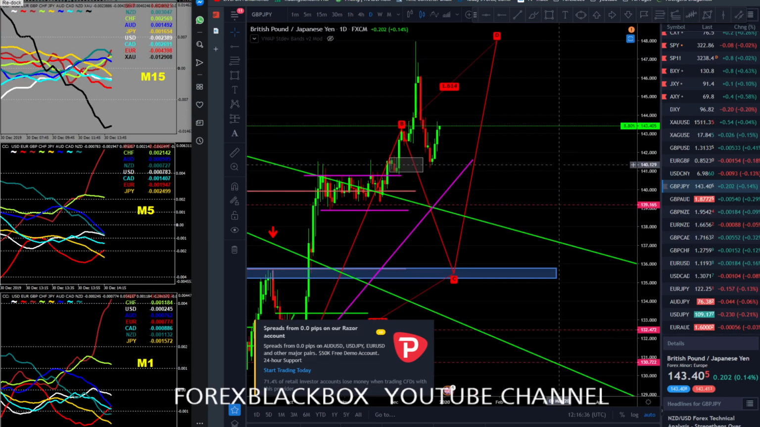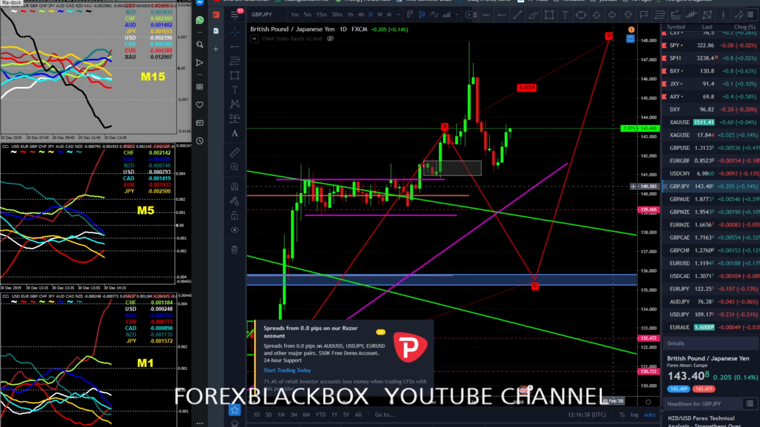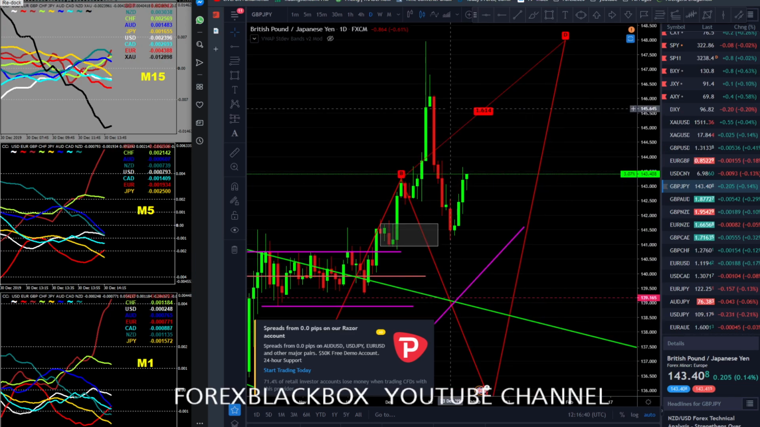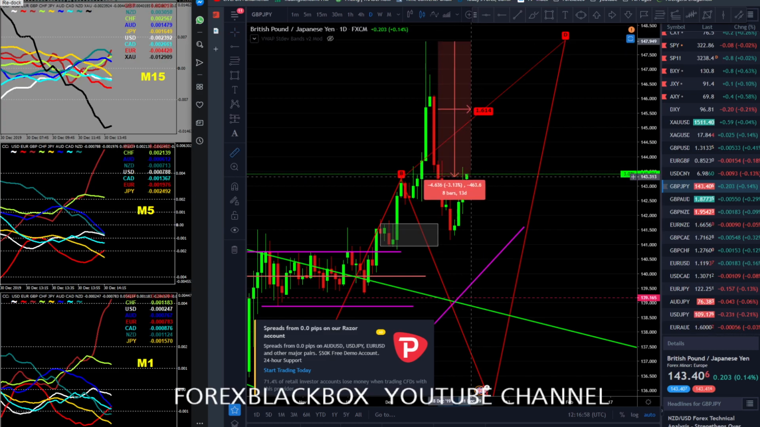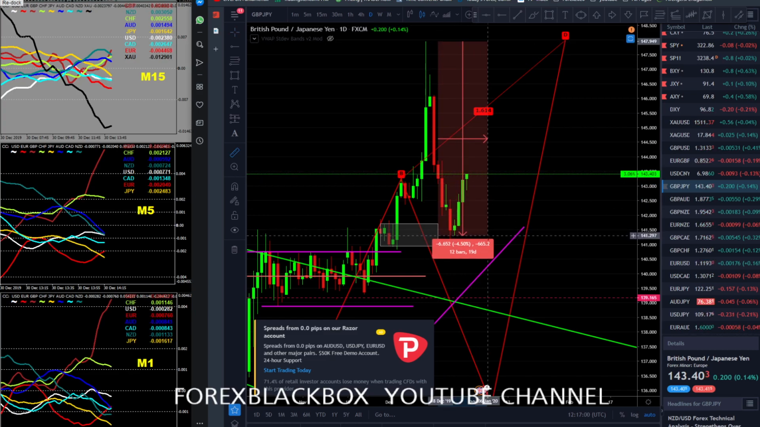Let's see the daily. This is just the weakness of the yen. That's why we have not much of a move going on since here, since the election. Just clear this out. 650 pips down from top to bottom. No one catches this move, of course. You can only catch it after.